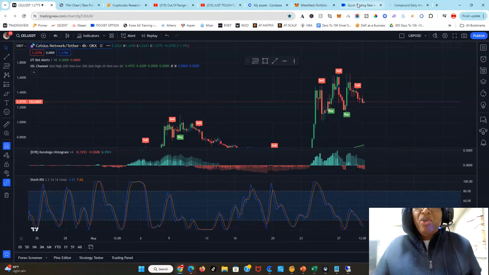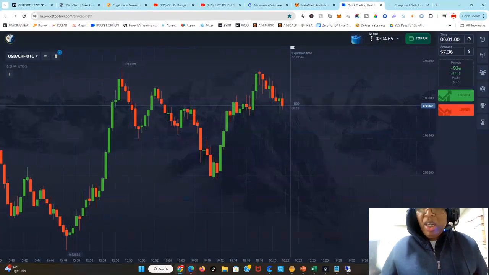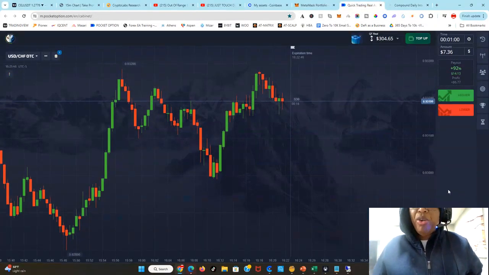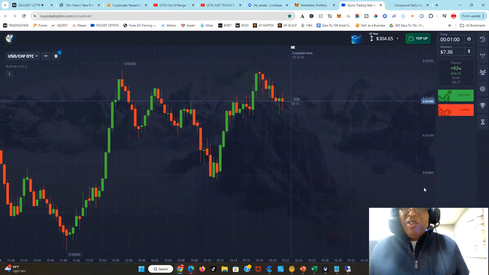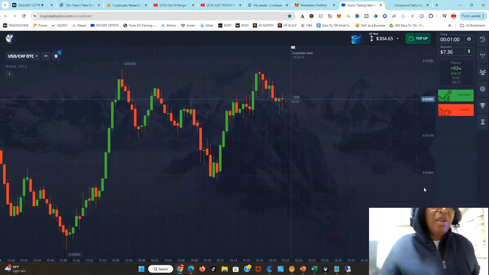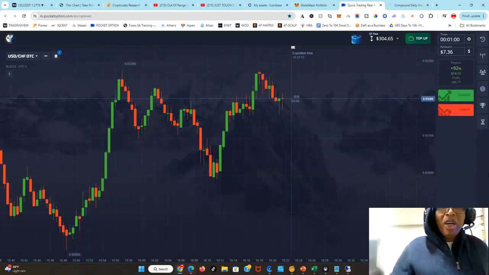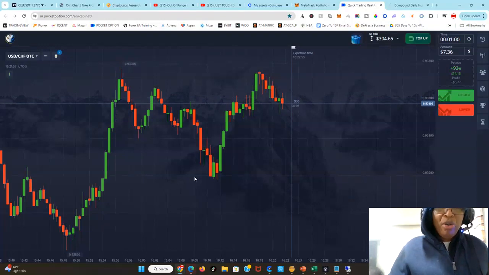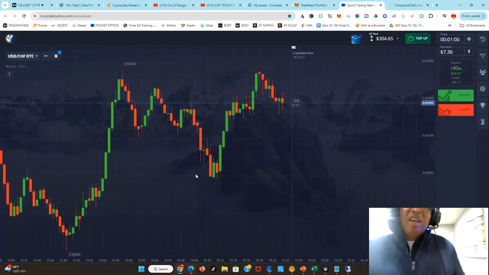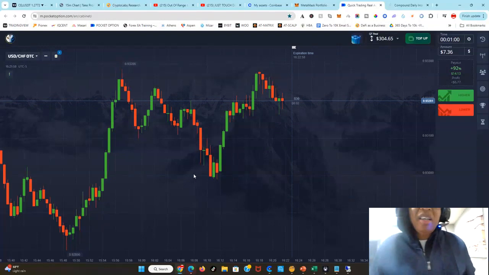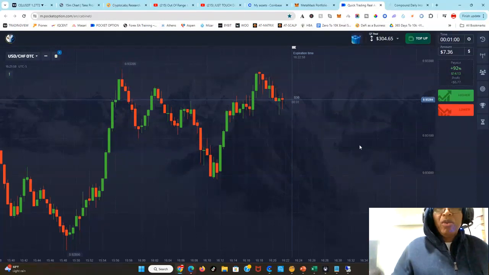So let's go back to Pocket Option. Now, I can see a lot of you are saying you don't have Pocket Option. All right, let me give you a few minutes, and I'm going to put the link in the description where it says get my free demo account. Go ahead and open your account. It's free to open the demo account. You don't need your credit card. And start practicing this strategy on the demo account.